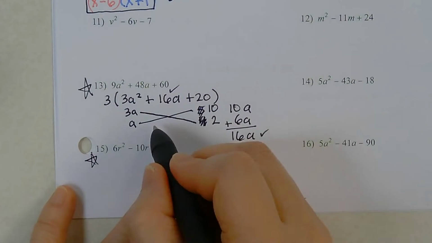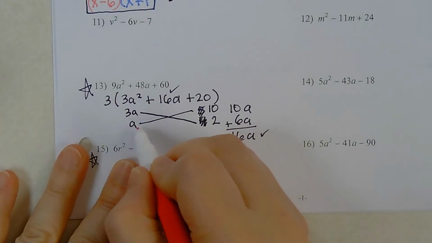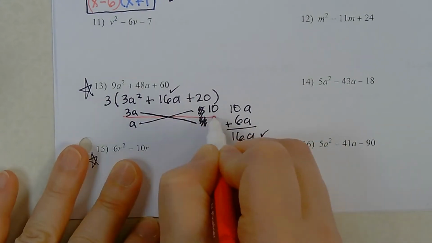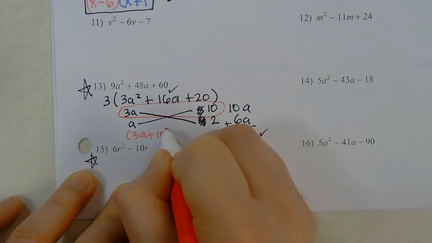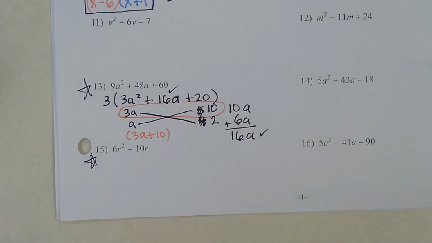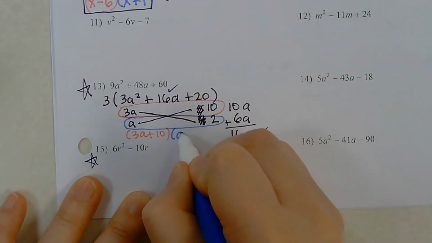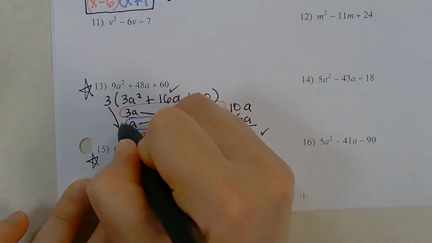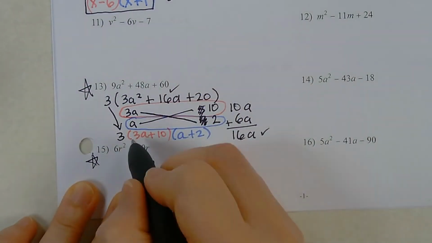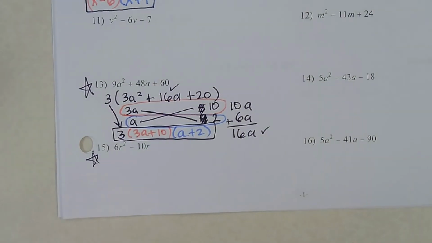All right, so now, like I said, we're going to go straight across, and this time you really have to go straight. You can't go a plus 10. That's not going to give us the right answer. So 3a plus 10, that's our first factor, and our second factor is a plus 2. Okay, and if you were to just say that's my answer, you would be direly wrong. Remember that there was this 3 out here. So put that 3 right out there, and that is now completely factored.